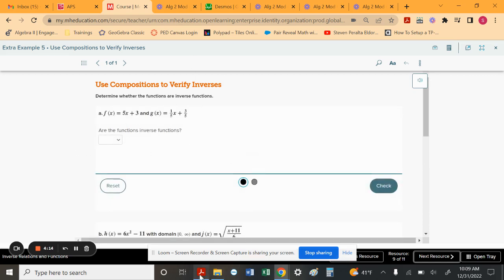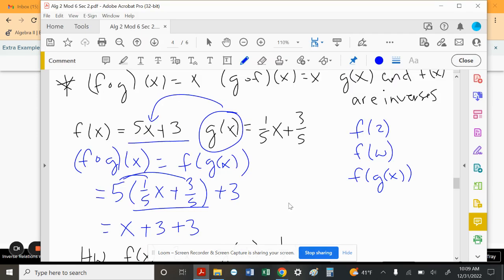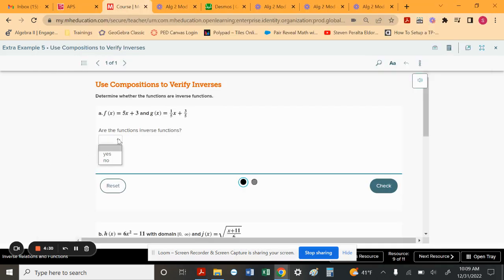So therefore, we can check. Notice here, when I do that, I get x plus 6. It has to be exactly x, not x plus 6. So therefore, no, they are not inverses of each other. So the answer should be no. Okay, and that tells me that I was correct.